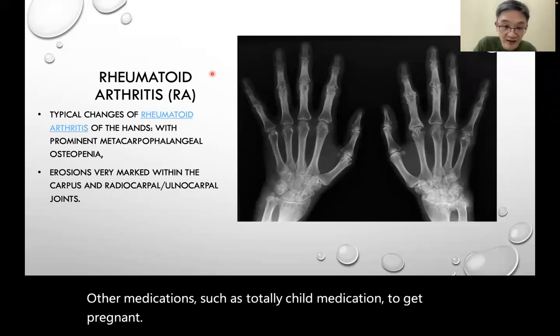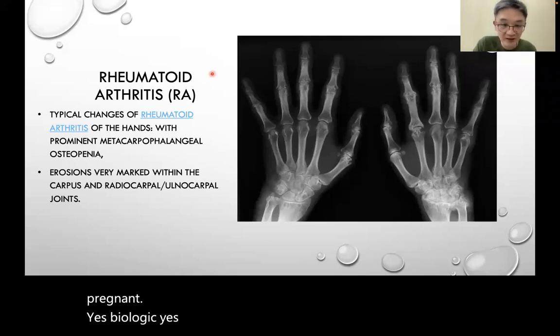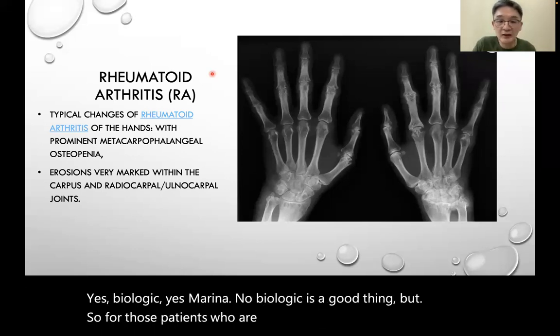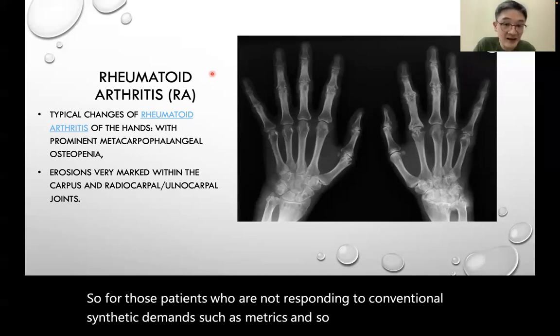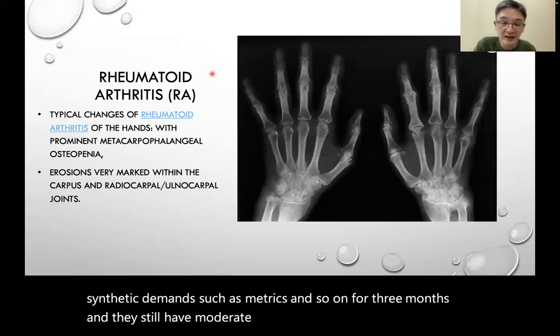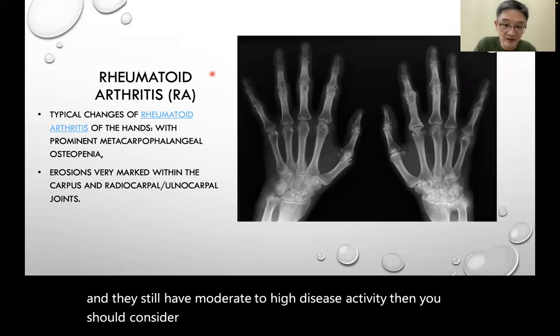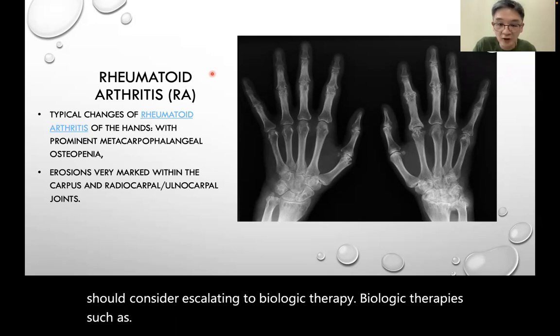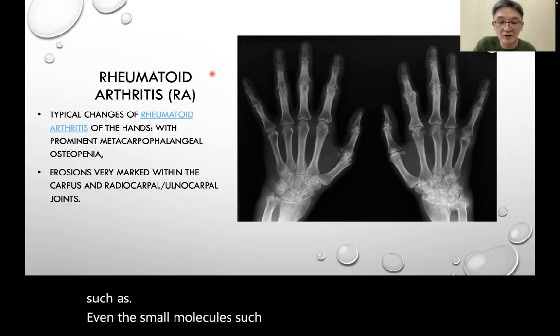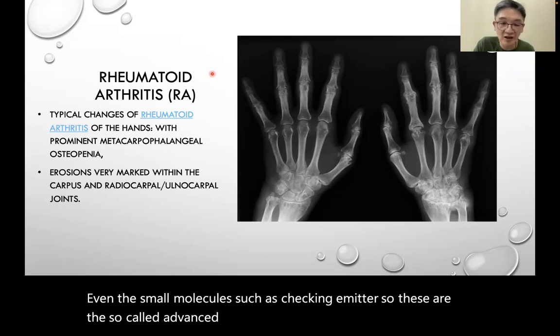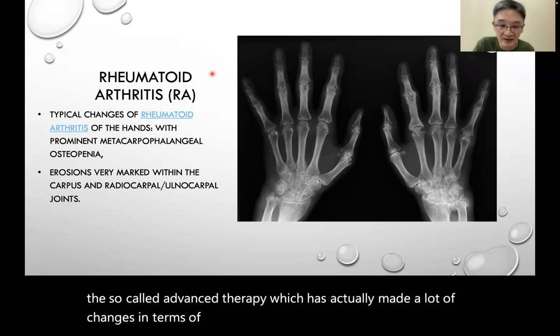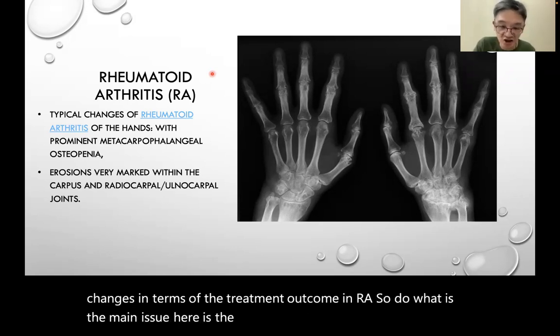Yes, biologic. Yes, Serena. Biologic is a good thing, but it's for those patients who are not responding to conventional synthetic DMARDs such as methotrexate, sulfasalazine, and so on for 3 months, and they still have moderate to high disease activity. Then you should consider escalating to biologic therapy. Biologic therapy such as anti-TNF, IL-6 inhibitor, even the small molecules such as JAK inhibitors. So these are the so-called advanced therapy, which has actually made a lot of changes in terms of the treatment outcome in RA. So do you know what is the main issue here? It's cost, because biologic therapy is not cheap, it's very expensive.